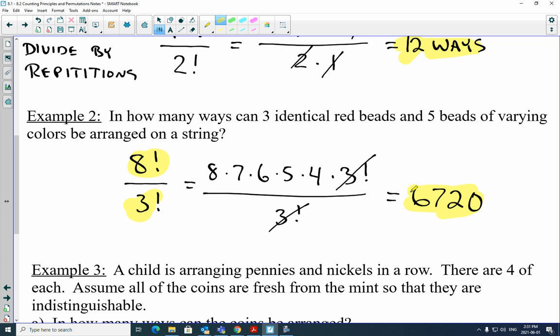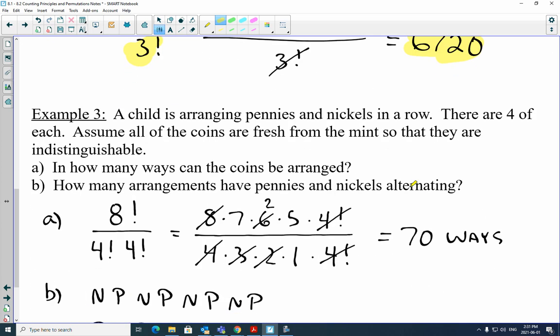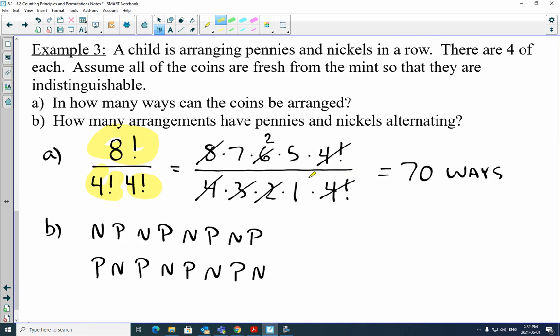Okay. A child is arranging pennies and nickels in a row. Right, so we look at this. There are 4 of each, and these are fresh from the mint, so they're indistinguishable. So 8 coins in total right there, and then we have 4 pennies and 4 nickels. That's the repetition, 70 ways. So then you could also look at this. How many arrangements have pennies and nickels alternating? Well, that would be nickel, penny, and so forth, and the other one would be penny, nickel, penny, nickel. So 2 ways for that one.